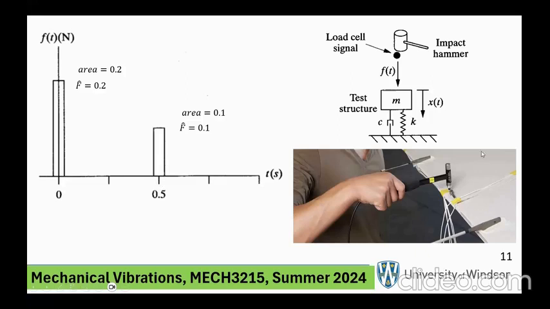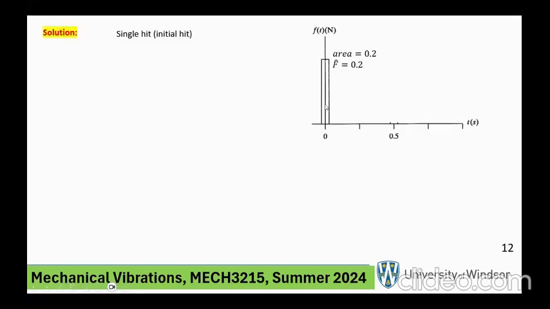So here is an example of an instrumented hammer where the person is hitting a device and trying to record the data and excite that device. Let's start with the first hit. In the first hit, this is what you've got. We have an impulse of 0.2.